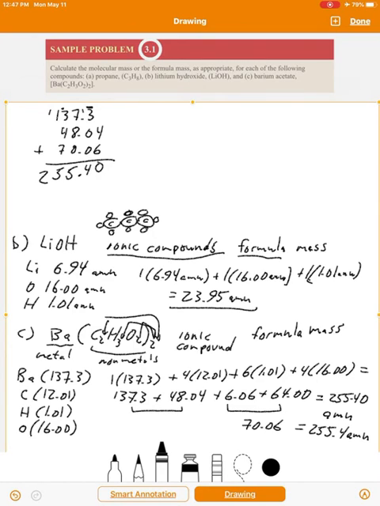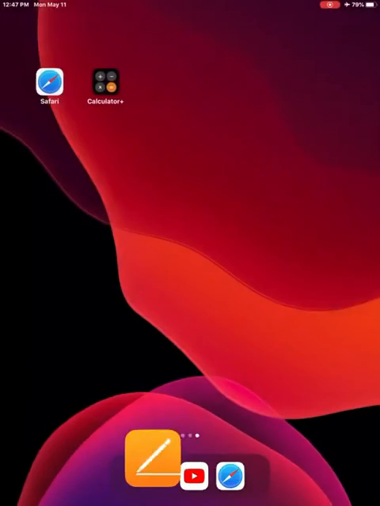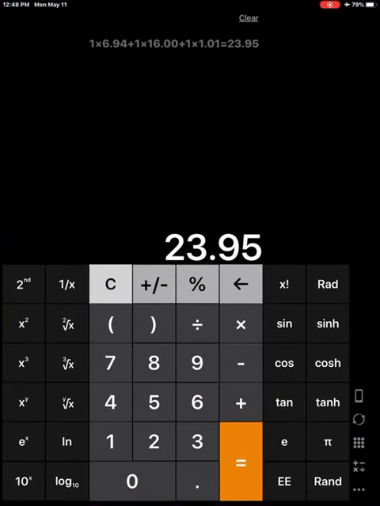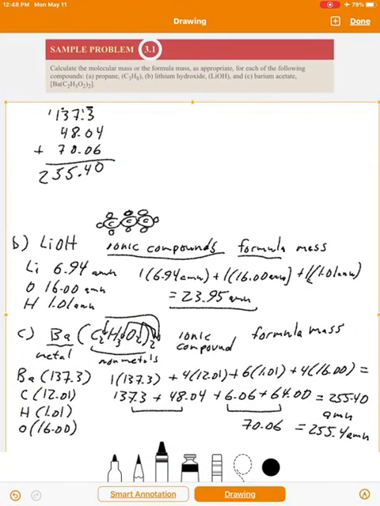I did the arithmetic there on paper, but let's make sure that we get that right. So I'm going to come back here. 137.3 plus 4 times 12.01 plus 6 times 1.01 plus 4 times 16.00. Oops, let me try that again. 137. See how it's easy to make mistakes, right? Plus 4 times 12.01 plus 6 times 1.01 plus 4 times 16.00. 255.4. So it seems to check out right there, 255.4. Okay, so looks like we got that one done right there.